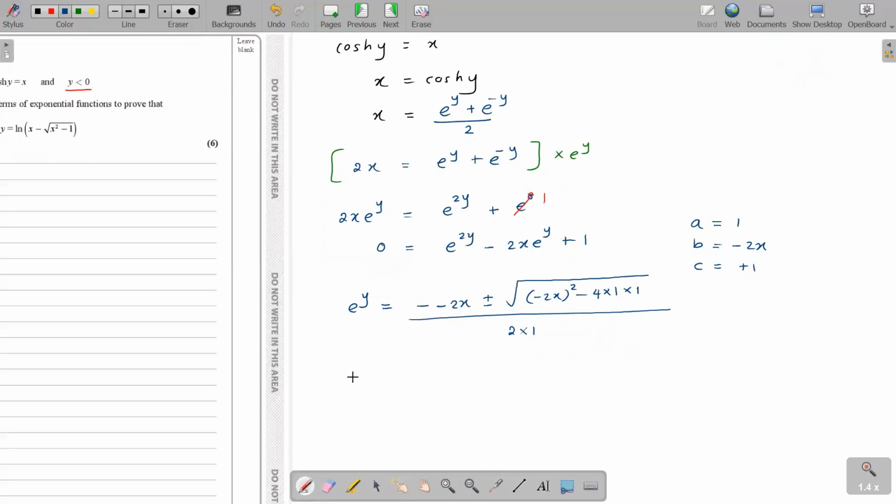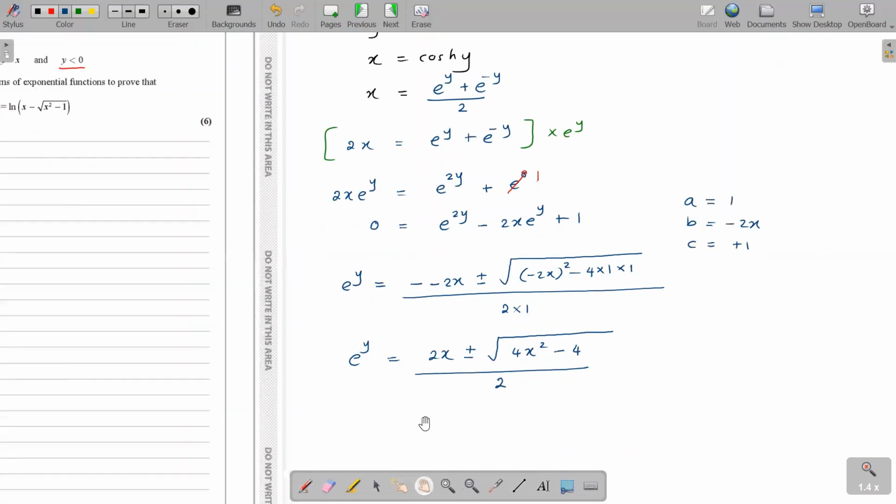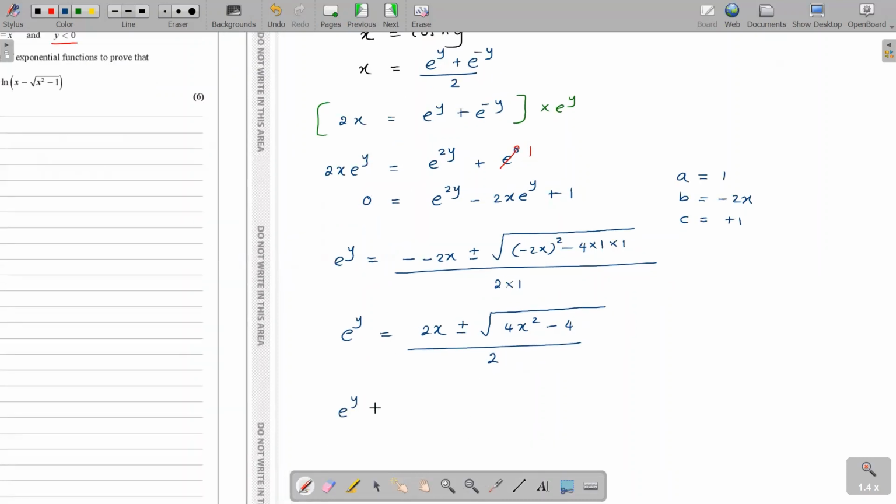Okay, so what do we get here? e to the power y equals 2x plus or minus the square root of 4x² minus 4, divided by 2. Okay, so we can simplify here. e to the power y equals 2x plus or minus the 4.